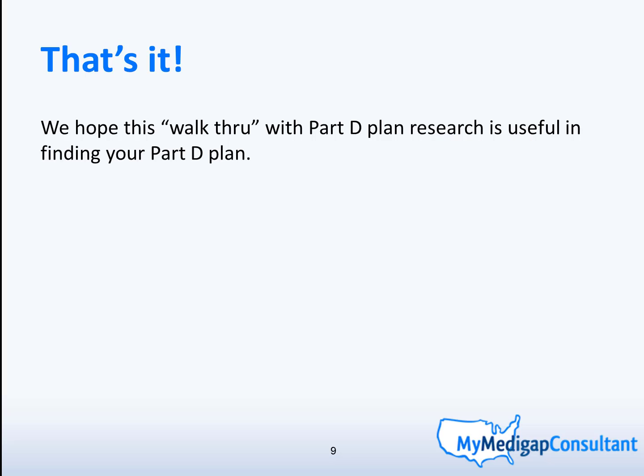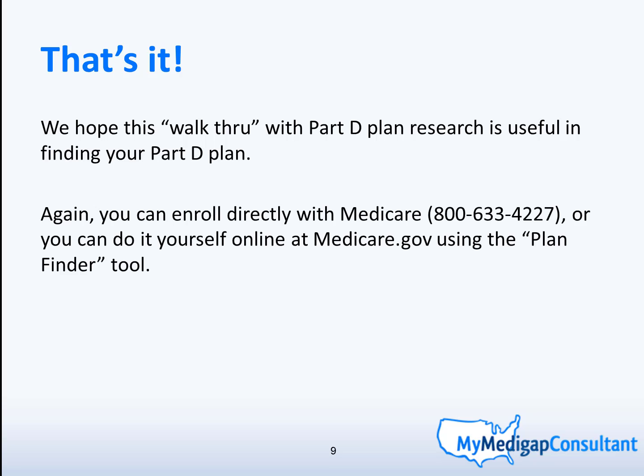So that's it. I hope this walkthrough into researching your own Part D drug plan was helpful for you. Now that you've watched it, feel free to try it on your own. Call Medicare directly. You can always call me as well. I'm here for you. Again, you can enroll directly with Medicare by calling 800-633-4227. You can do it yourself online at medicare.gov and use that plan finder tool.